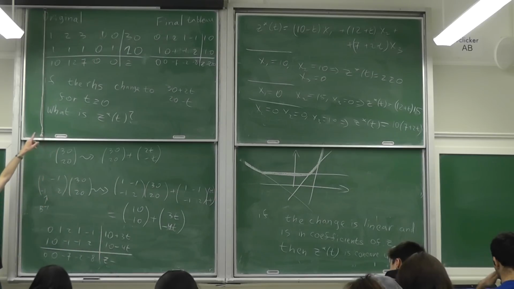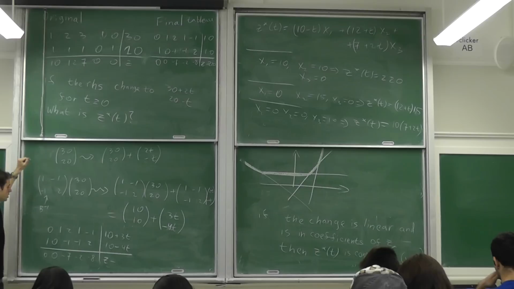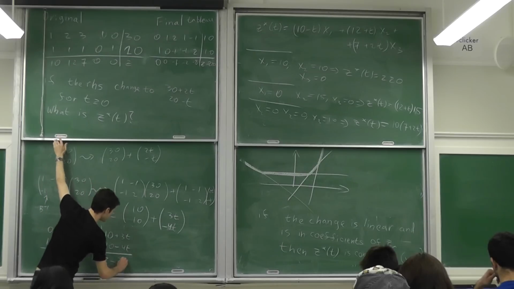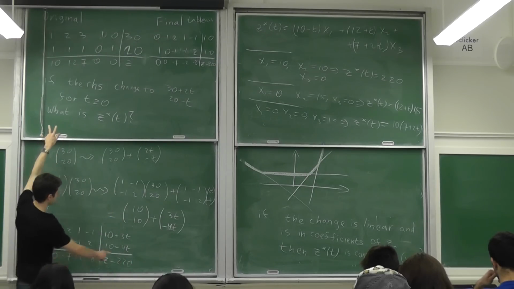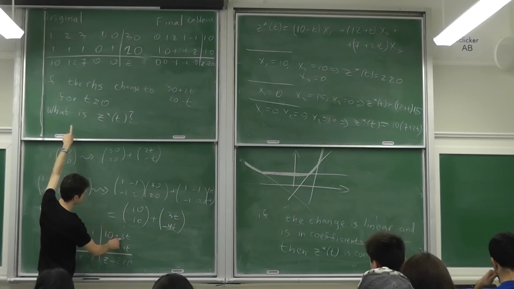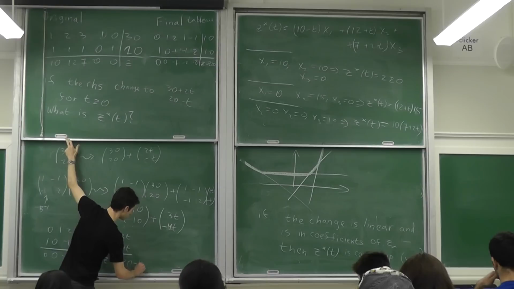So if we plug it into the original objective function, which was 10 times x1, 12 x2, and 7 x3, we'll get 220, 10 times x1, so minus 40t, and 12 times x2, so plus 36t, minus 40.